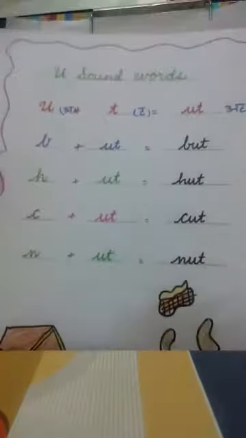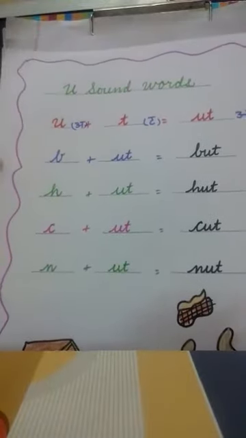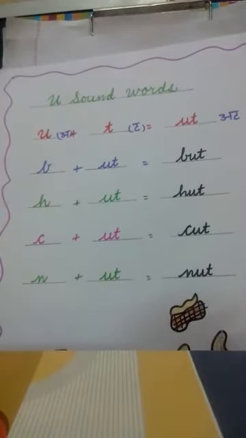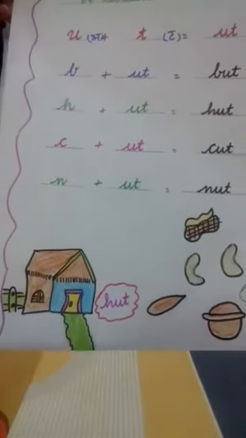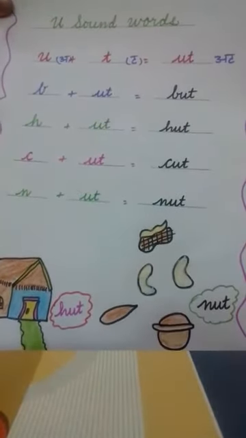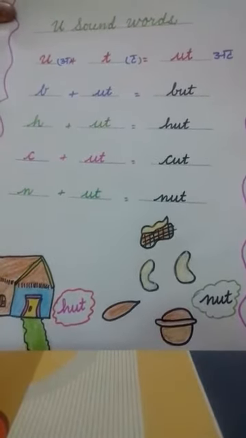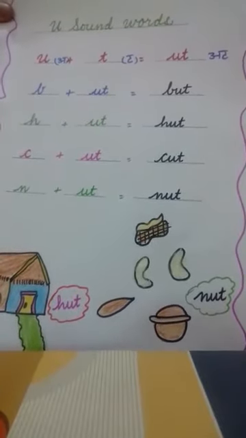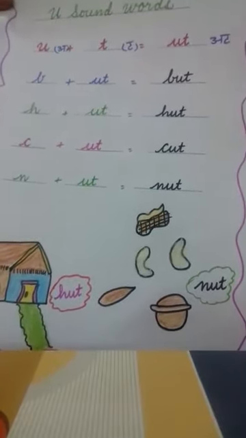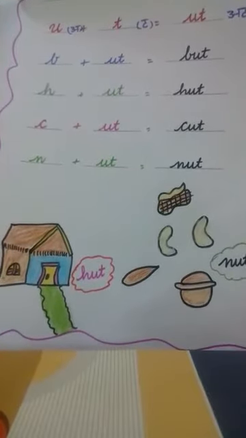And you are going to learn another set of sound words: a, ta, at. These are the at sound words. Ba, at. Ha, at. Ka, at. Na, at.